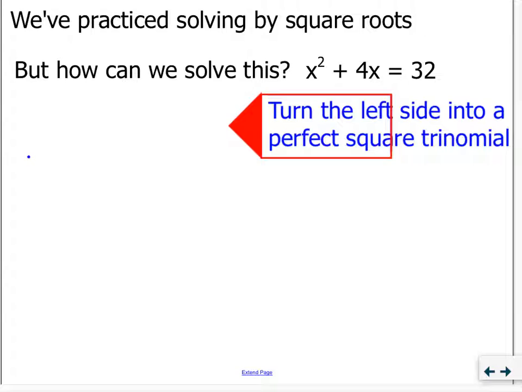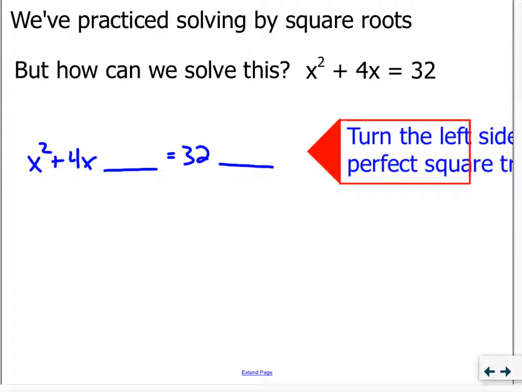So we turn the left side into a perfect square trinomial. So what that means is x squared plus 4x, I need to put a number there. And check this out too. I need to put a number over here too, because if I add something to one side of an equation, I got to add it to the other. So let's complete the square over here. If I do 4 divided by 2 and square it, that new c value is a positive 4. 32, I got to put a positive 4 over here also.